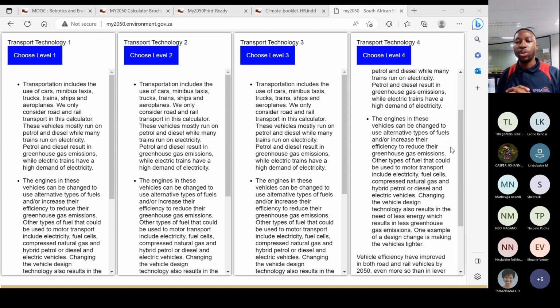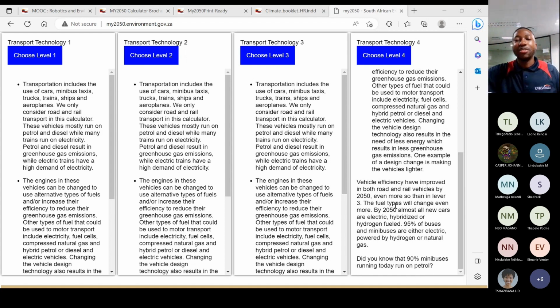They don't use petrol at all. And some young ones, they'll even say, but why don't we have cars that are running on water or that are running on sand or running on this, then the debate starts to be massive, and you get to also open their minds as well. And then vehicle efficiency has improved in both road and rail vehicles by 2050, even more so than in level 3. The fuel types will change even more by 2050.